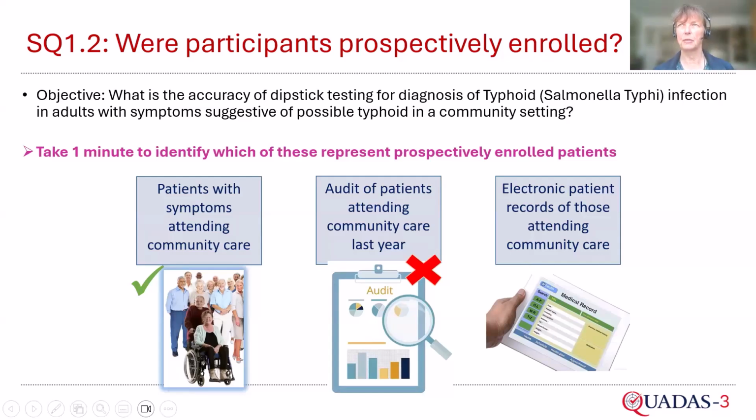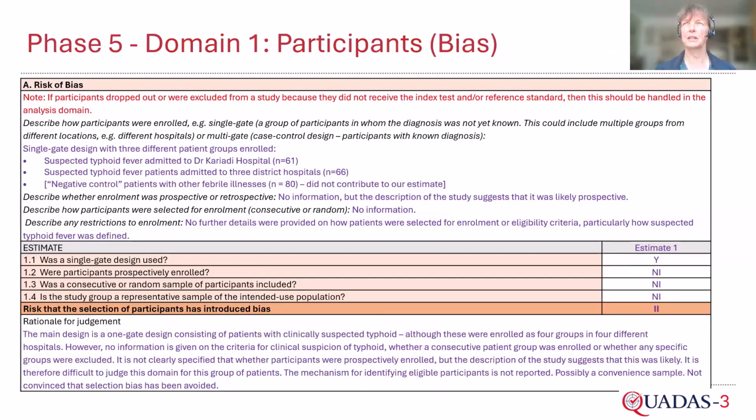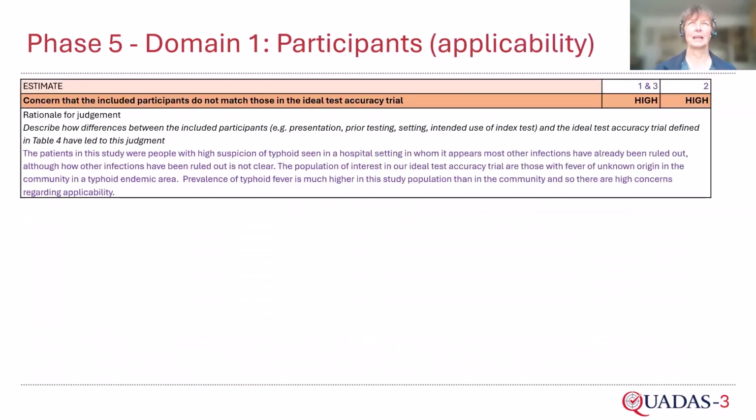And the same is true of the electronic patient records. Again, they're people where, at a time point, we've gone back and looked at the records. We haven't gone forward, recruiting them going forward. So they're not prospectively enrolled. Okay, that could be a bit of a tricky question. And in fact, in our example for typhoid infection, we couldn't actually tell whether the patients in the hospitals were prospectively enrolled or not. So it's not always as simple as you think, particularly with those questions about prospective enrollment.